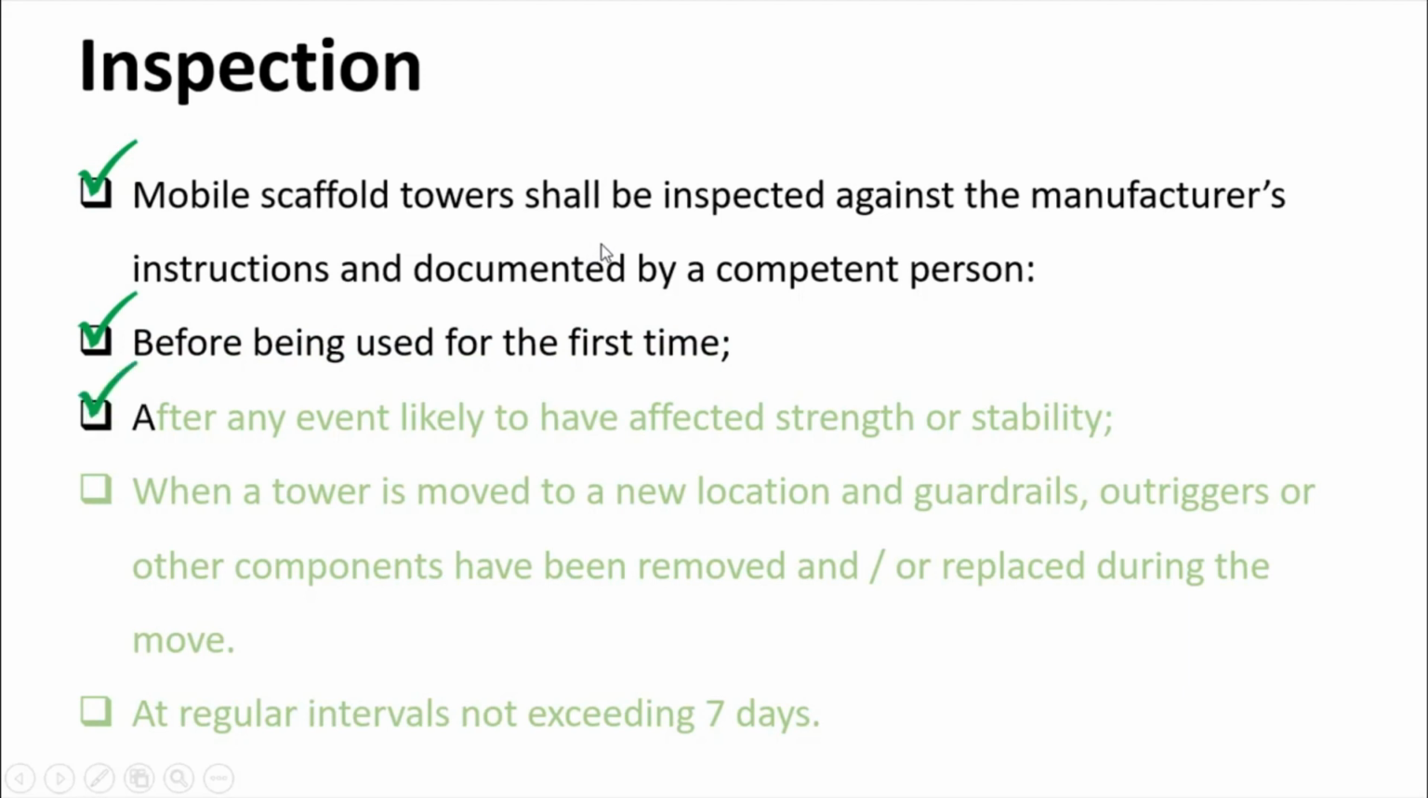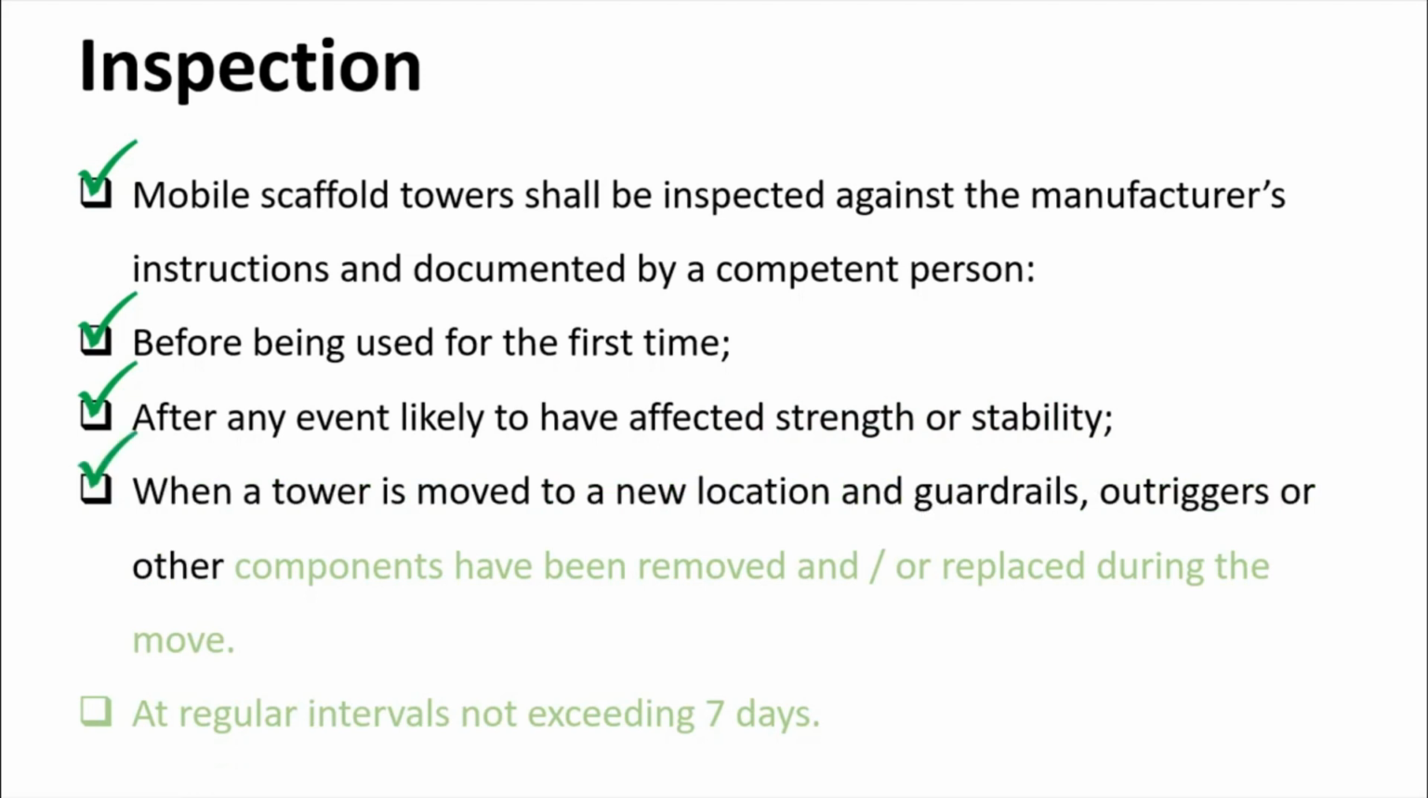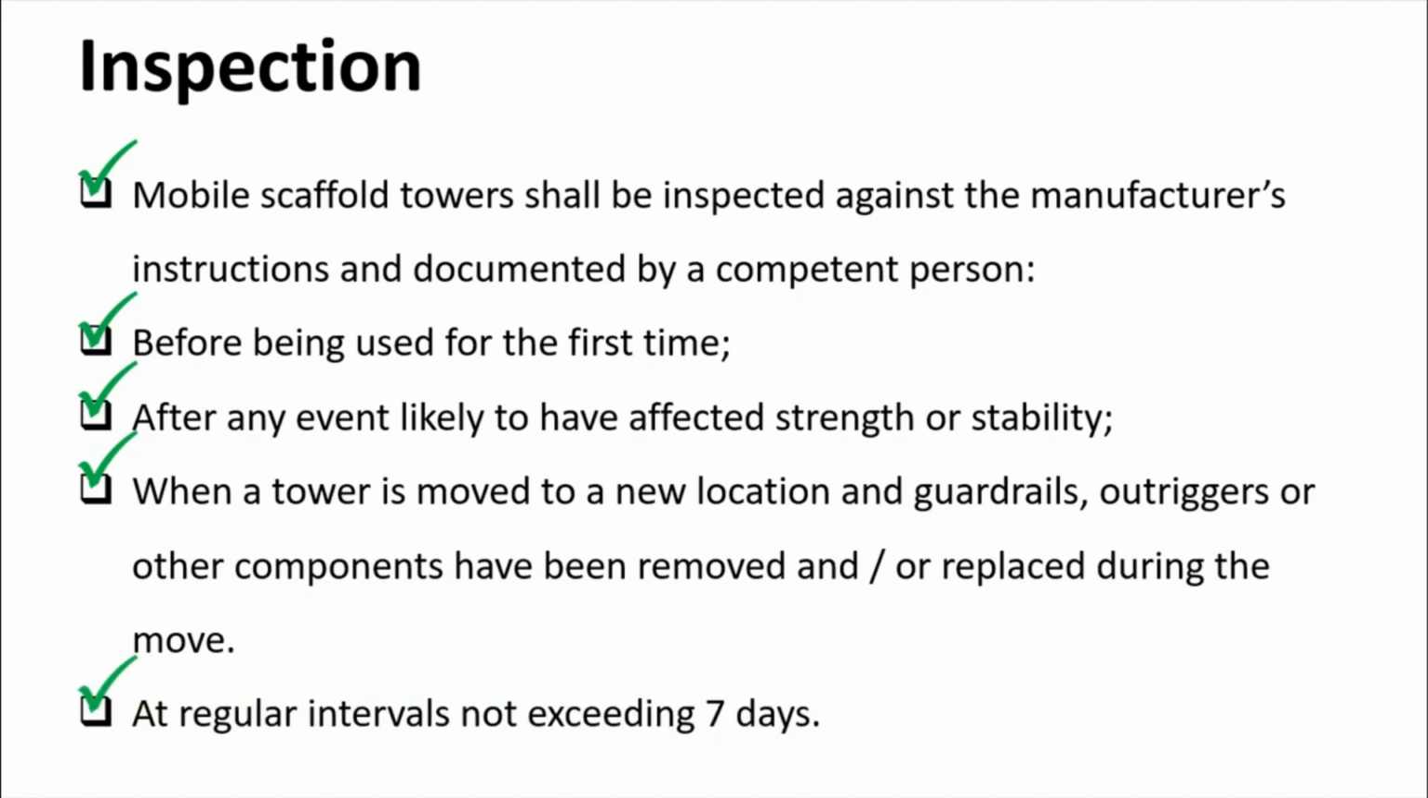before being used for the first time. After any event likely to have affected strength or stability, when a tower is moved to a new location and girders, outriggers, and other components have been removed and replaced during the move, and at regular intervals not exceeding 7 days. So the inspection should be done before being used for the first time, or after any event like bad weather conditions, or when you move the tower to another new location, or at least every 7 days as per the law, you need to conduct an inspection.